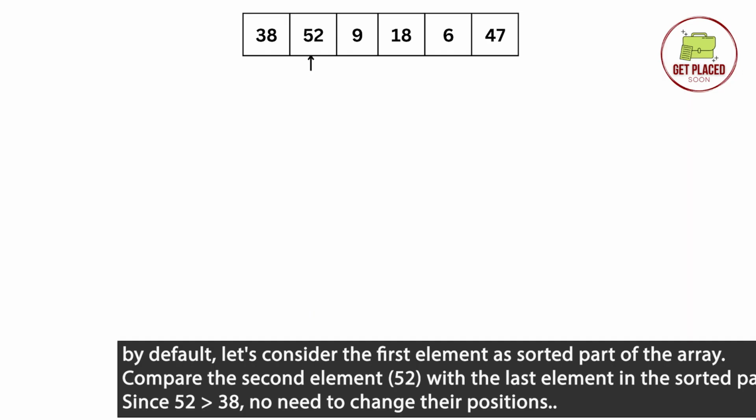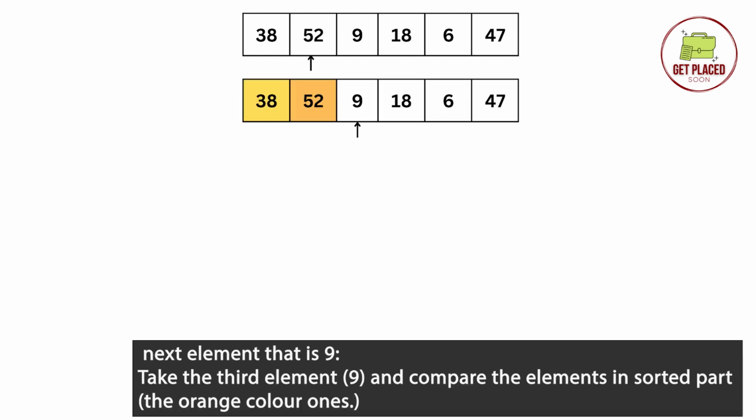Now, let's understand this example step by step. By default, let's consider the first element as the sorted part of the array. Compare the second element 52 with the last element in the sorted part, 38. Since 52 is greater than 38, no need to change their positions. Next element, that is 9.